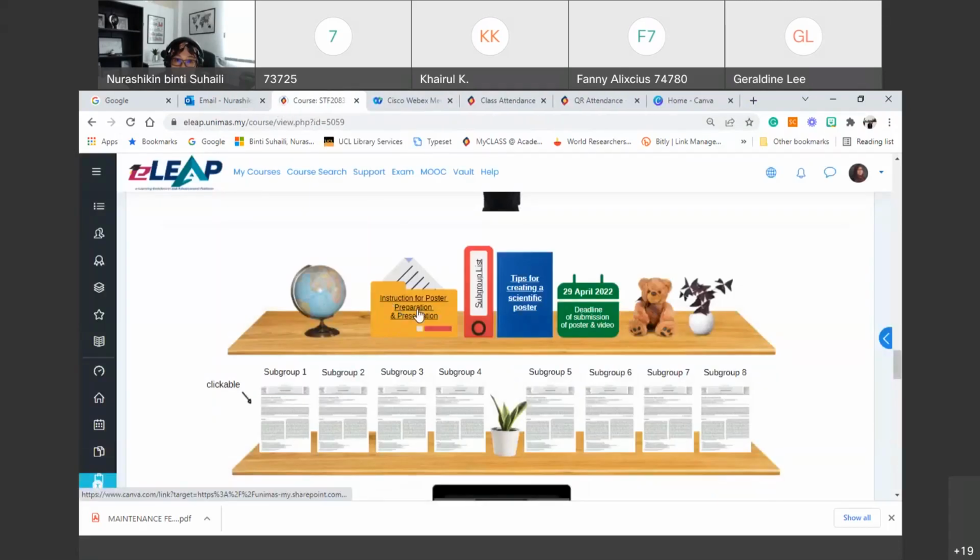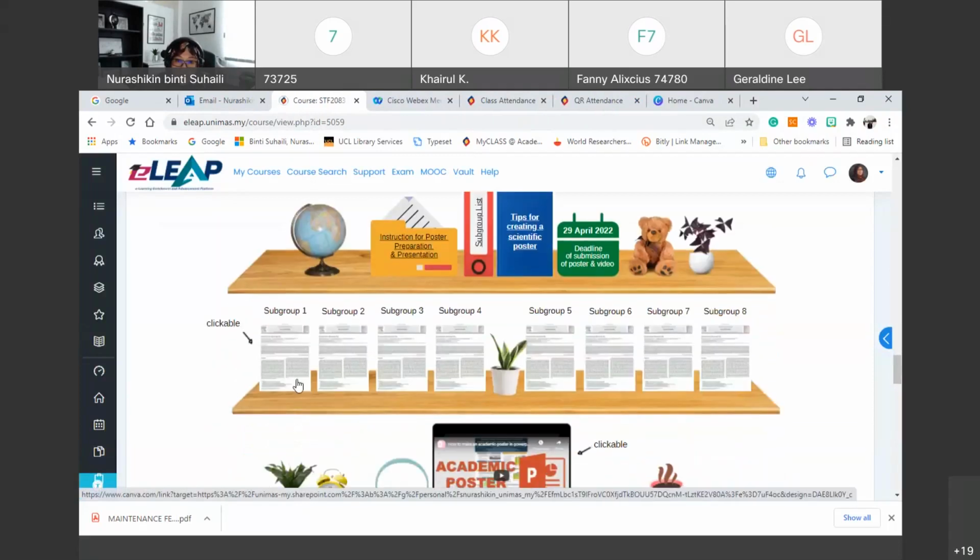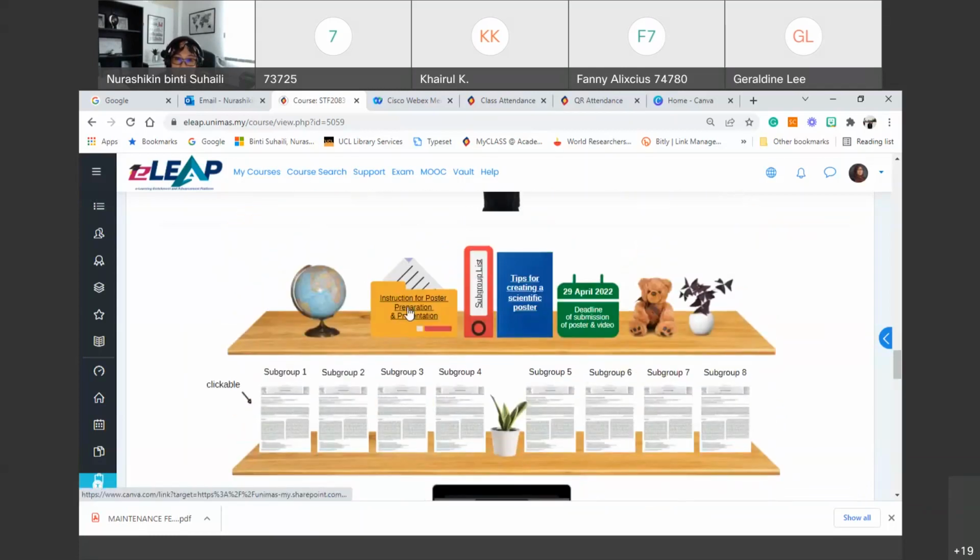This one is the instruction for poster. Here are some tips for creating a scientific poster. This is just additional notes apart from the things that we're going to cover afterwards. And here, all of you are divided into 8 subgroups. Each group has to digest and read this paper. You just click on each of these letters, read the paper, and transform the paper into a scientific poster. Basically that's what the assessment is all about.